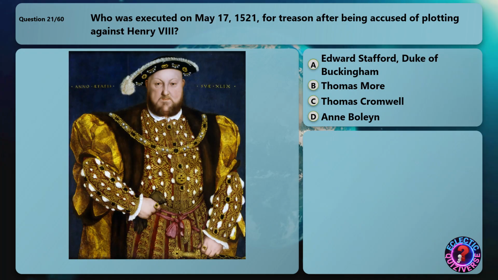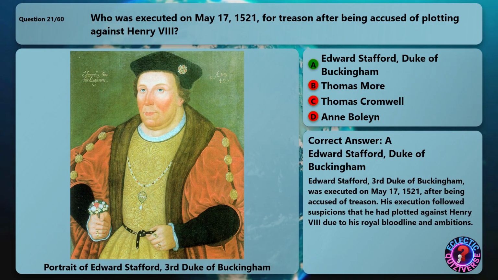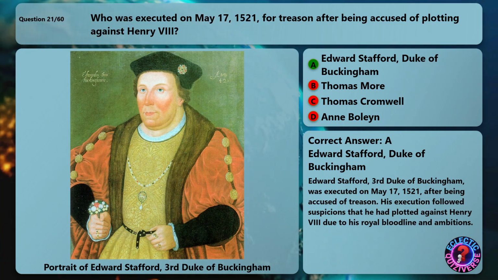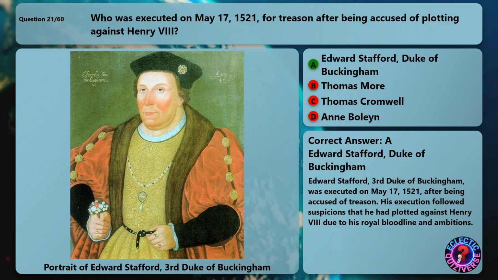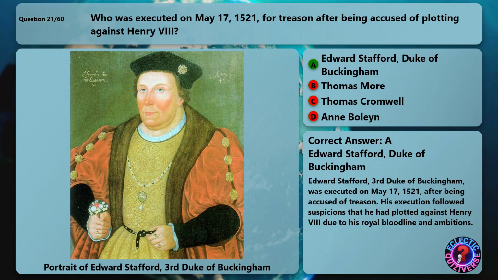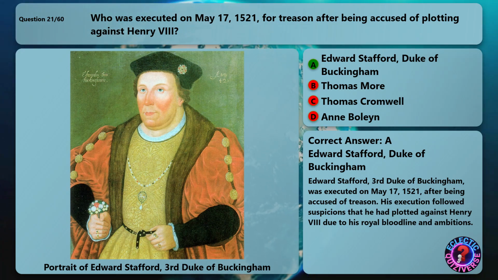Who was executed on May 17, 1521, for treason after being accused of plotting against Henry VIII? The correct answer is Edward Stafford, Duke of Buckingham. Edward Stafford, 3rd Duke of Buckingham, was executed on May 17, 1521, after being accused of treason. His execution followed suspicions that he had plotted against Henry VIII due to his royal bloodline and ambitions.